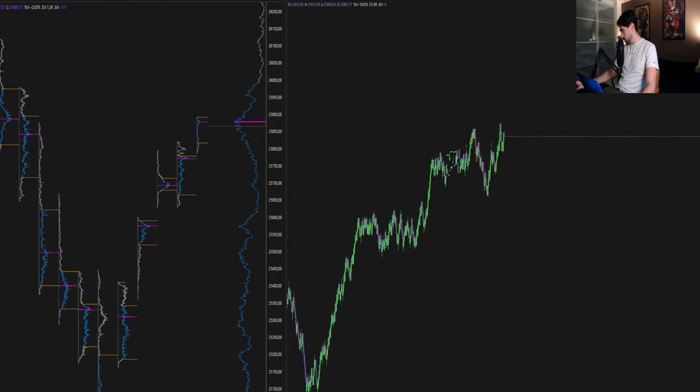What time frame is the left volume profile chart? It's on the 5. It's 5 minutes, and it uses 3 months of data.